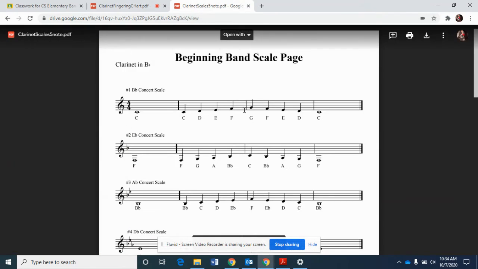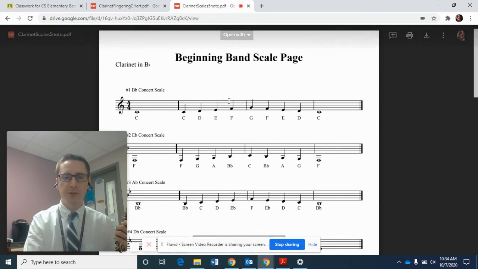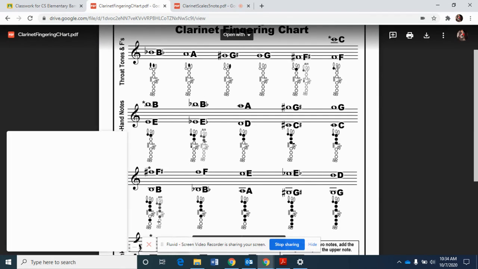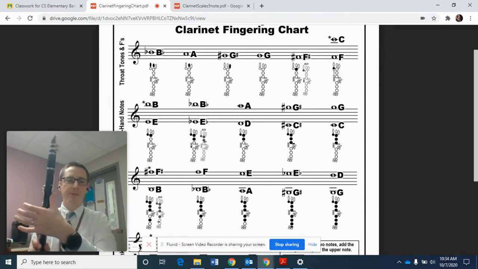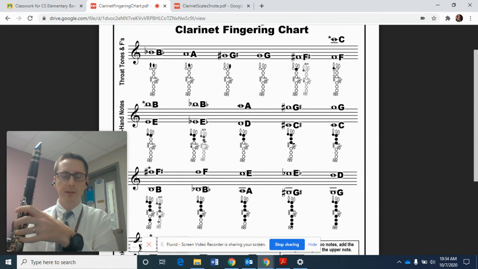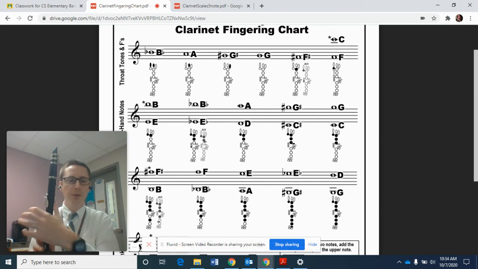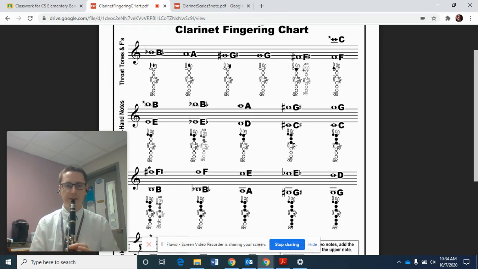Our next note in our scale is F in the very first space. So we go back to our fingering chart. Here we look for F in the very first space. And if we look, it shows that we are only pressing the thumb. So we don't press any fingerings in the front of the clarinet. We're only using our thumb. So here is F.